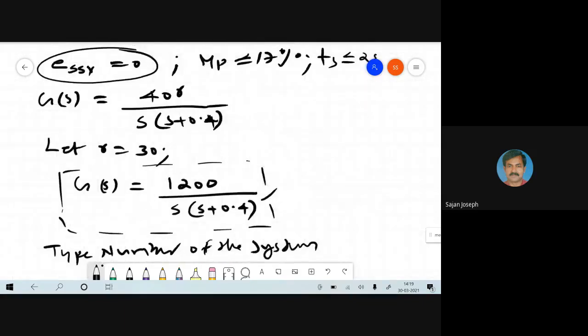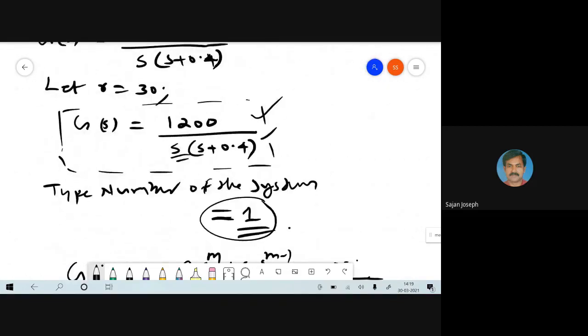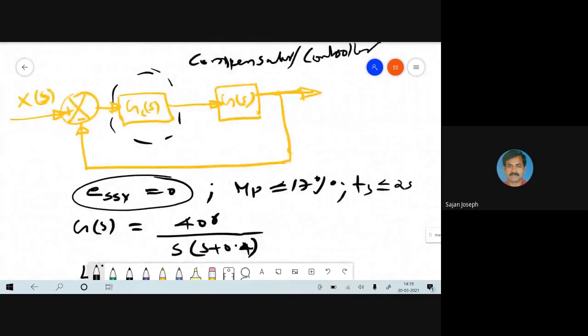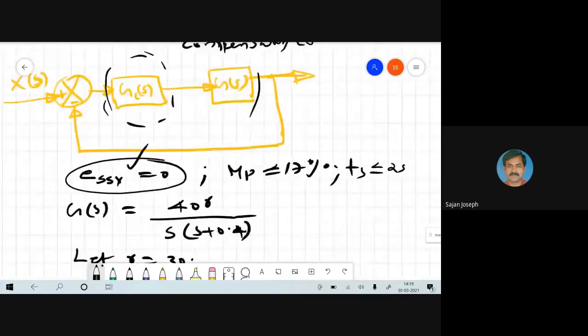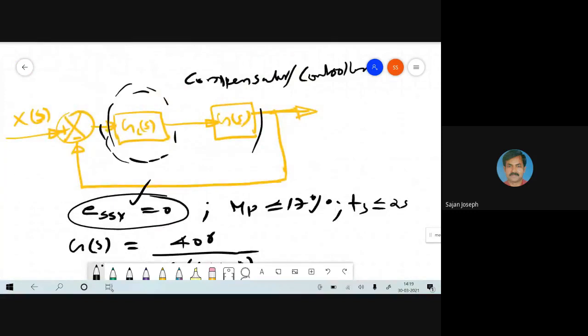So let us consider this one. Here the type number is only 1. But after compensation, or after adding the controller, in order to ensure that the static velocity error is 0, what should be the type? What is the feed forward transfer function after adding the controller?